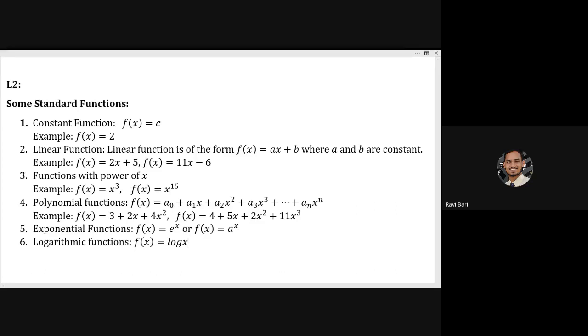Any doubt, students? So now, these are the mathematical part. Now we will come to the commerce. So some standard functions in the field of commerce. So we have the first function, which is supply and demand function. Supply and demand function.